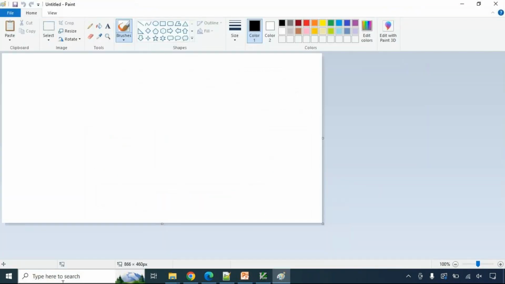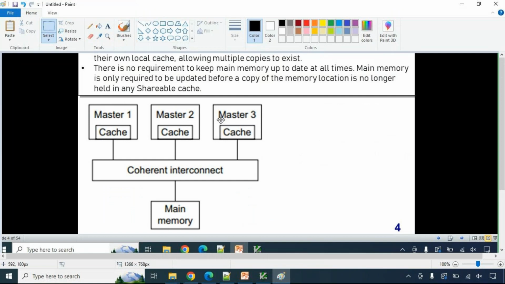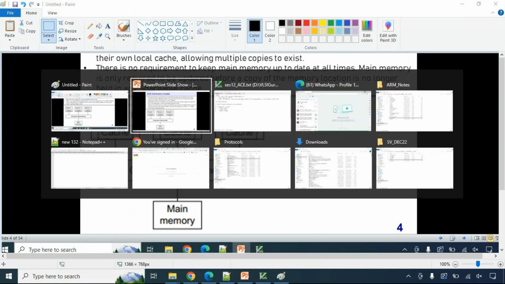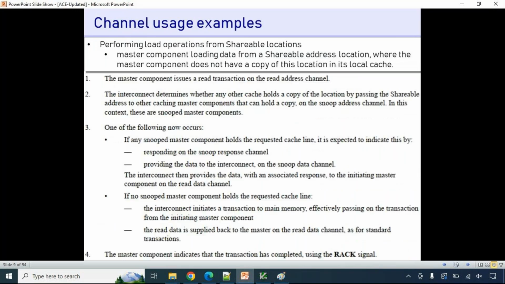To this example, let's try to understand how the cache coherency works in this case. A master component is loading data from a shareable address location. A shareable address location means what? This address location can be part of multiple caches, where the master component does not have a copy of this location in its local cache.